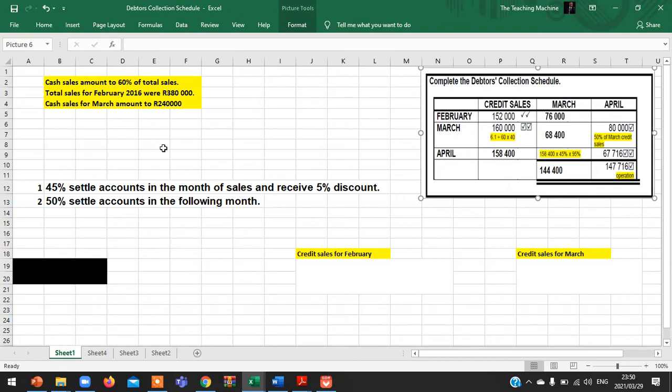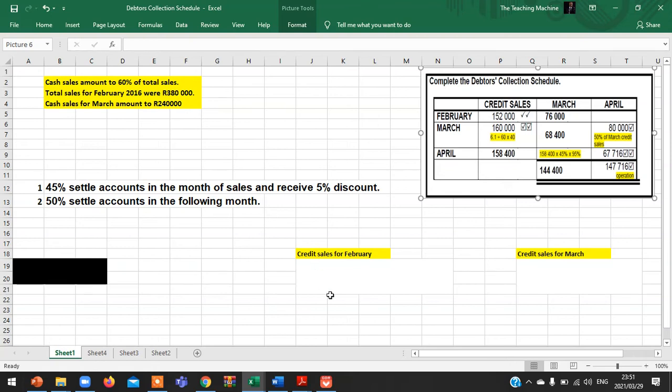Last example. This one is different because now you need to calculate your credit sales. Okay. Says here cash sales amount to 60% of the total sales. Then total sales for February 2016 were 380,000. And then cash sales for March amount to 240,000. Now, how did they calculate the credit sales of 152,000 Rand in February?